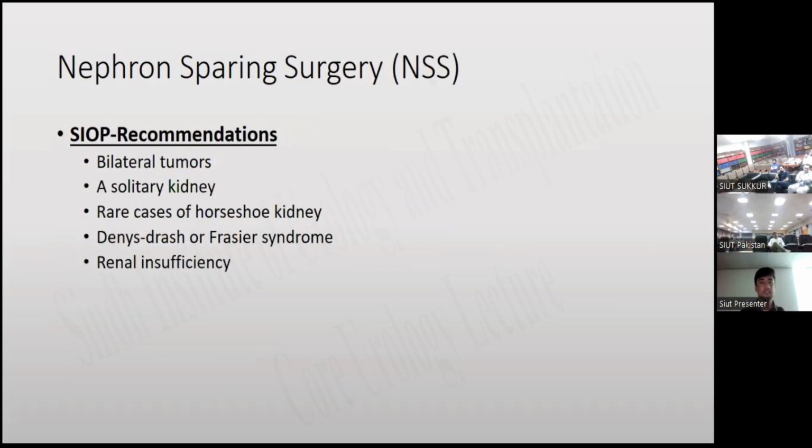So the recommendations for nephron sparing surgery are if the tumor is bilateral, if the kidney is solitary, if the patient is having predisposing syndrome, and if there is associated renal insufficiency. In these cases, we should look for nephron sparing surgery, we should refer.